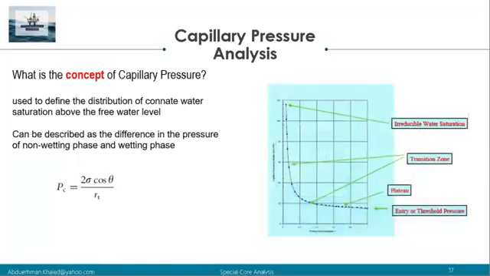Here we have the typical capillary pressure curve, where we plot the capillary pressure versus the water saturation. At first, we have the entry pressure. Okay, so what is the entry pressure? Entry pressure is the minimum pressure at which the non-wetting fluid begins to enter the highest pores in your rock sample, and it's often referred to as the threshold pressure.